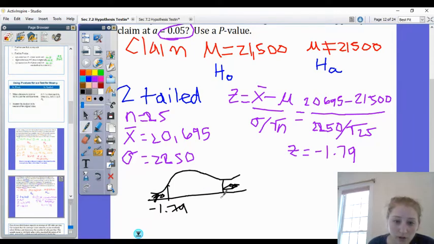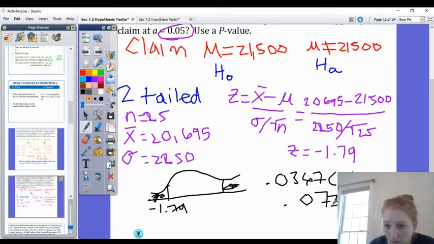So if I look at my chart for the z-score of negative 1.79, the probability that corresponds to that is 0.0367. I can also use my calculator, of course. We'll multiply this by 2, and I'm going to get 0.0734. Okay, so the question is, is that greater than 0.05 or less than 0.05? And the answer is it's greater than my alpha of 0.05. Since it's greater, we're going to fail to reject.